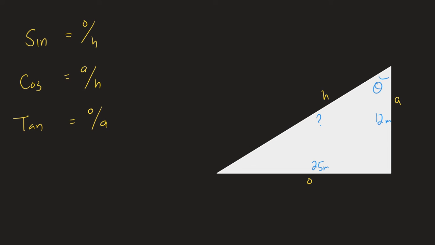Step 4, fill in what you have. You will have things. Fill them in. So I'm going to start by noticing I have the opposite side. So everywhere I see the opposite side, I'm going to write 25. And everywhere I see adjacent, I'm going to write 12.